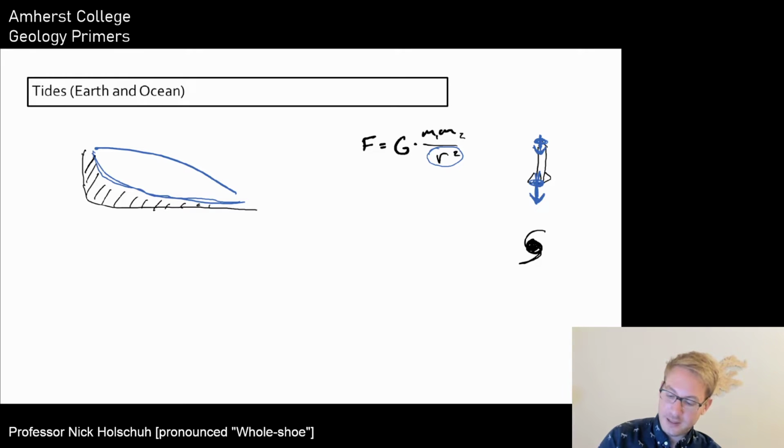So what does that mean for the Earth and the Sun and the Moon, for example? Let's say here's the Earth, and over here is the Moon.